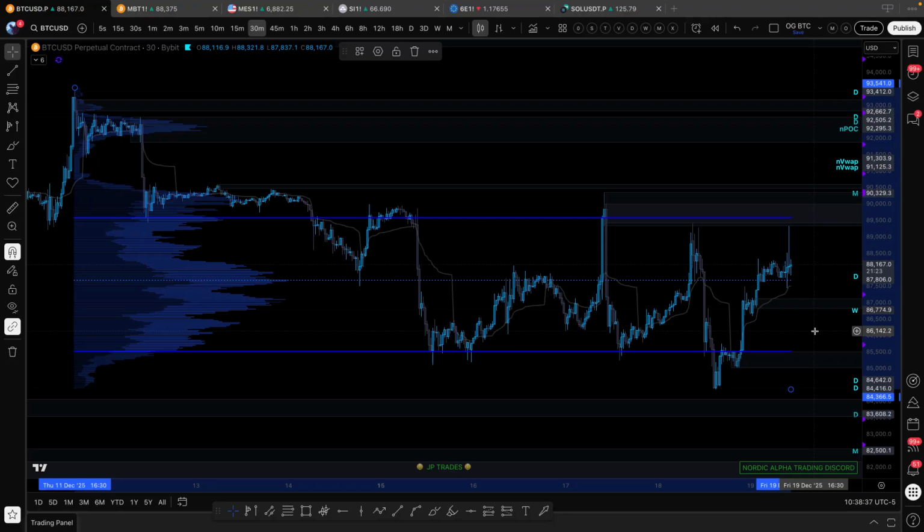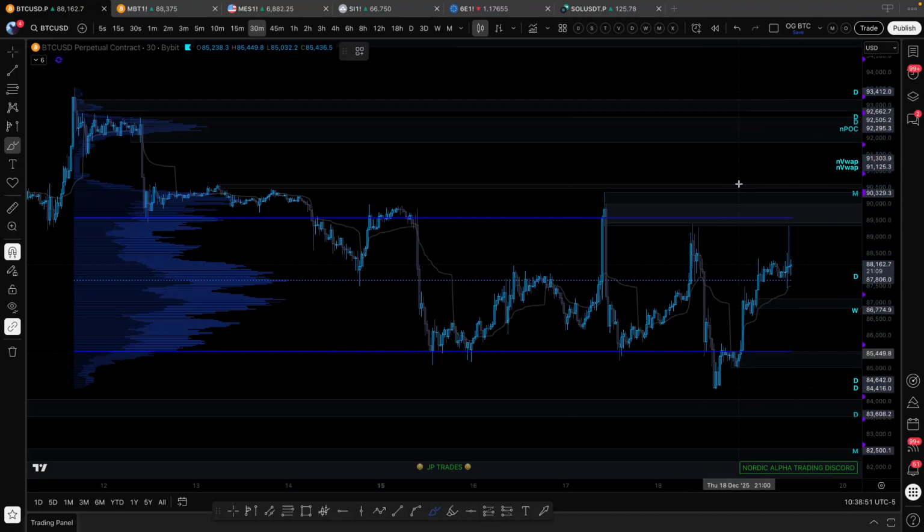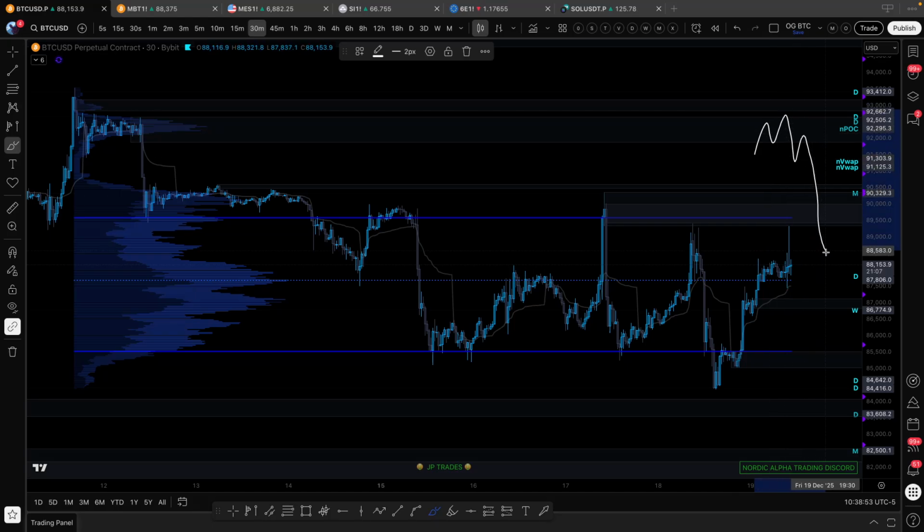If we take a look at our bigger profile, we can see a very big lack of volume right here. So it's more likely to fly through this area. You see a high volume node where the next point of control is. This would be where I would be looking for our next higher time frame short. However, this could offer a nice short as well, as this tiny order block here.